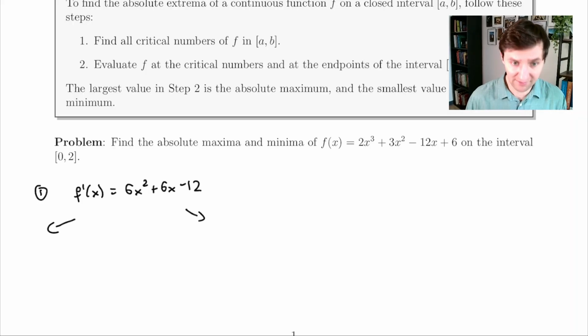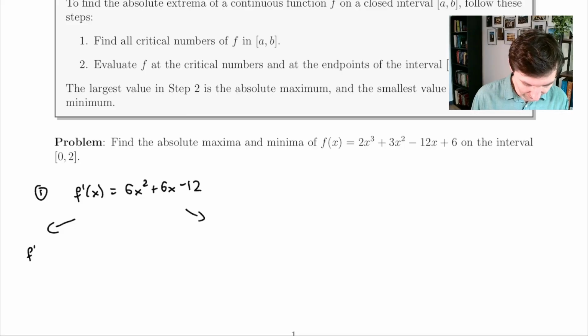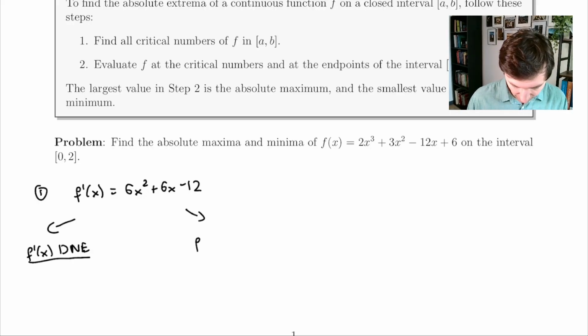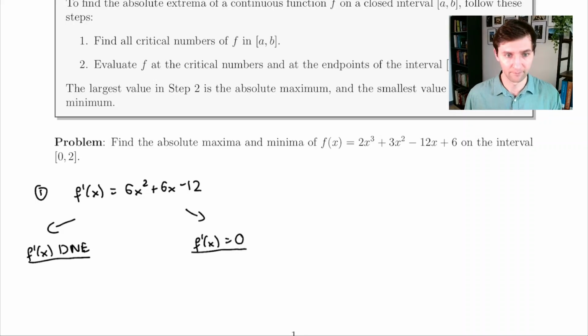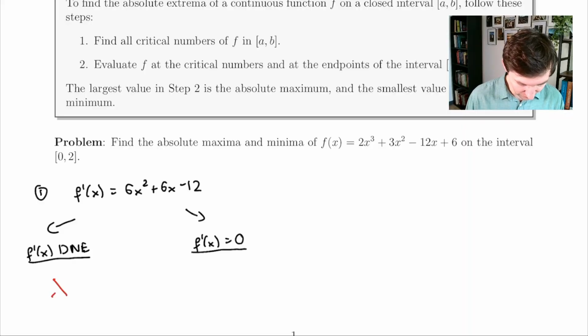Then I ask myself 2 questions. Are there any x's for which this derivative does not exist? And I ask myself, are there any x's for which this derivative is 0? This derivative is a polynomial, which means it is defined everywhere. There are no x's that make this derivative not defined. The first condition gives us no critical numbers.